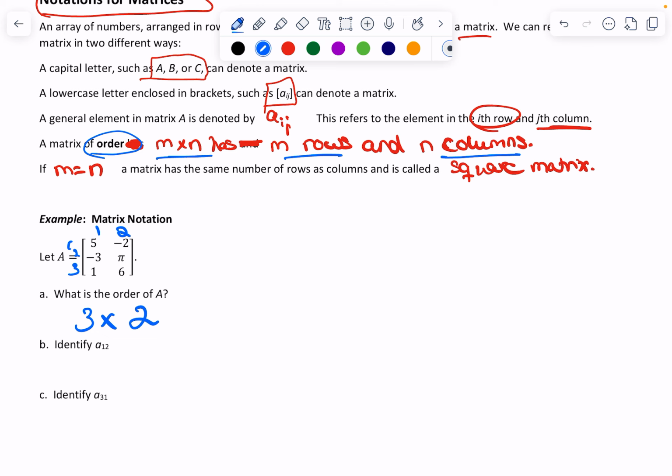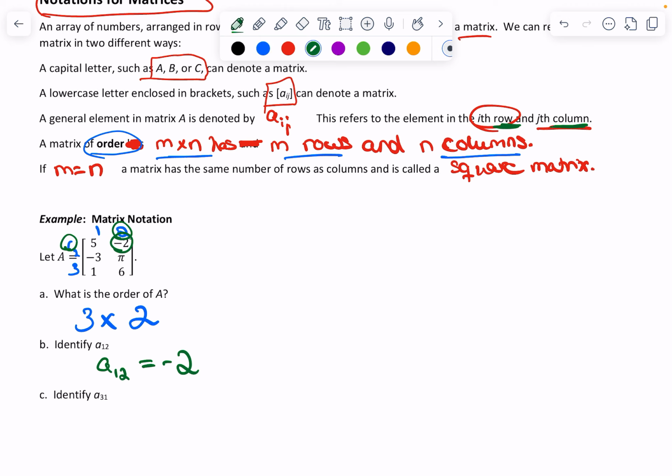Next, we're going to identify the element A sub 1, 2. 1 is the row and 2 is the column, and that's always how you do it: first the row and then the column. So we have first row and second column, which means that this element is -2.